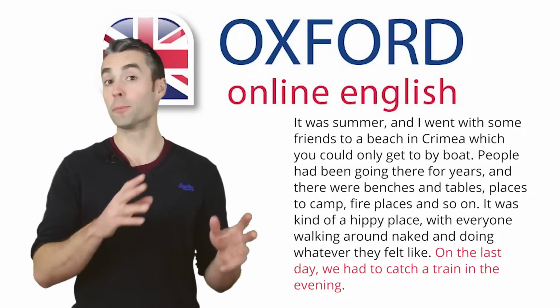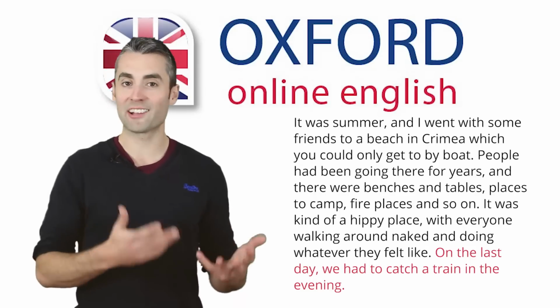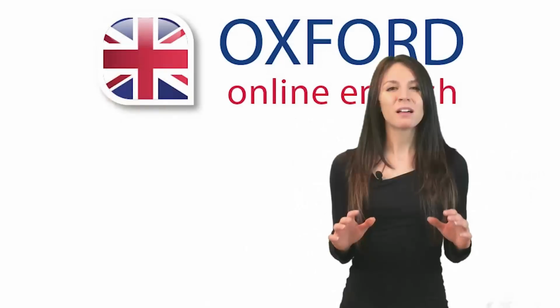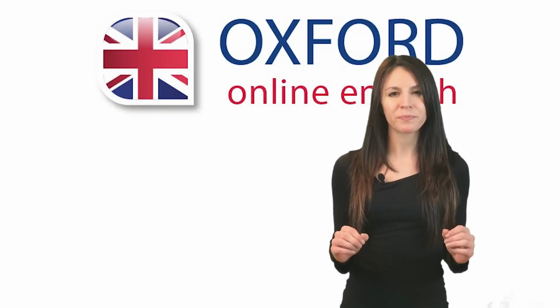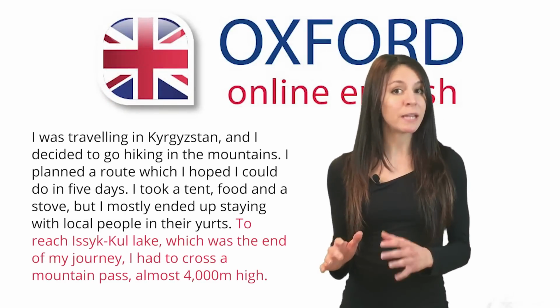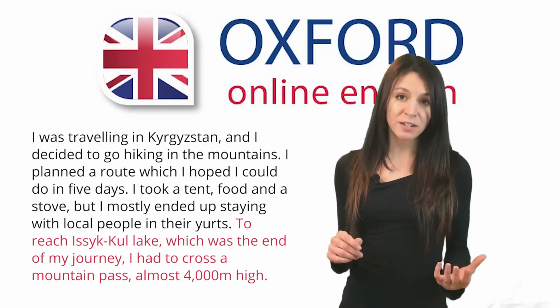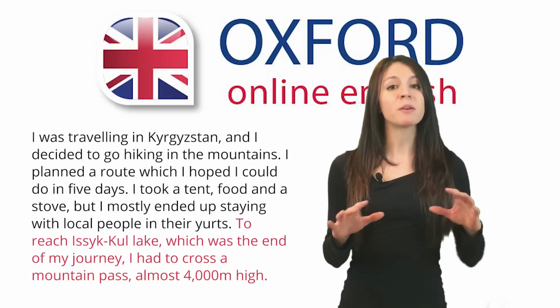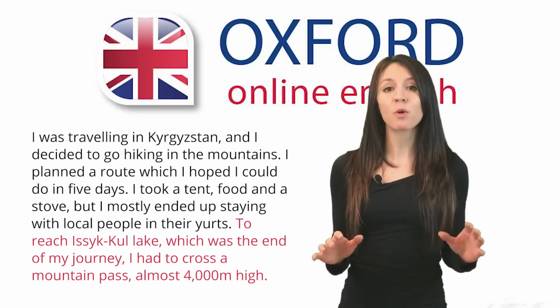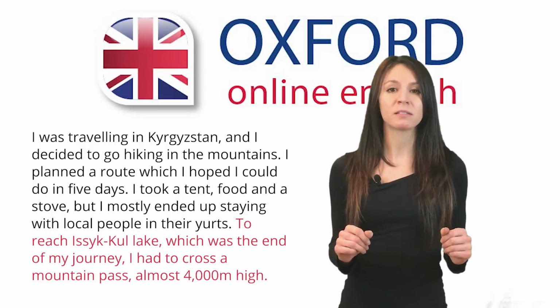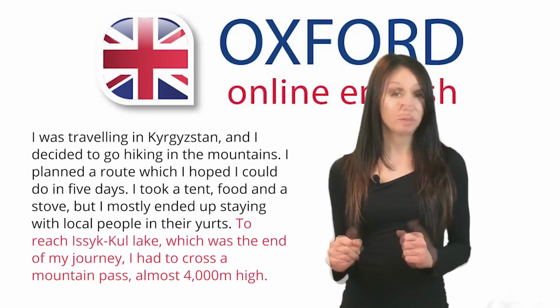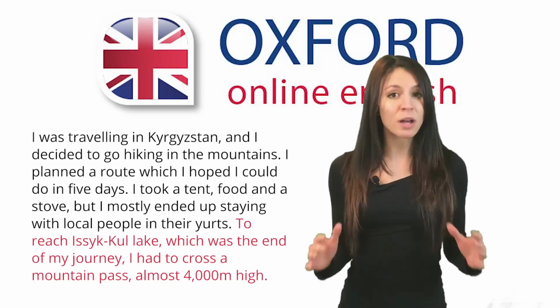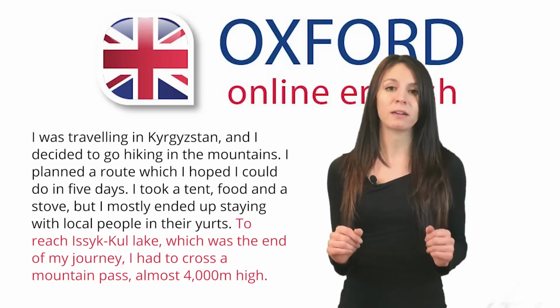Here we have a simple goal. We needed to catch our train. Let's do one more. To reach Issyk Lake, which was the end of my journey, I had to cross a mountain pass, almost 4,000 meters high. What's the goal here? The goal is getting across the mountain pass to the lake.